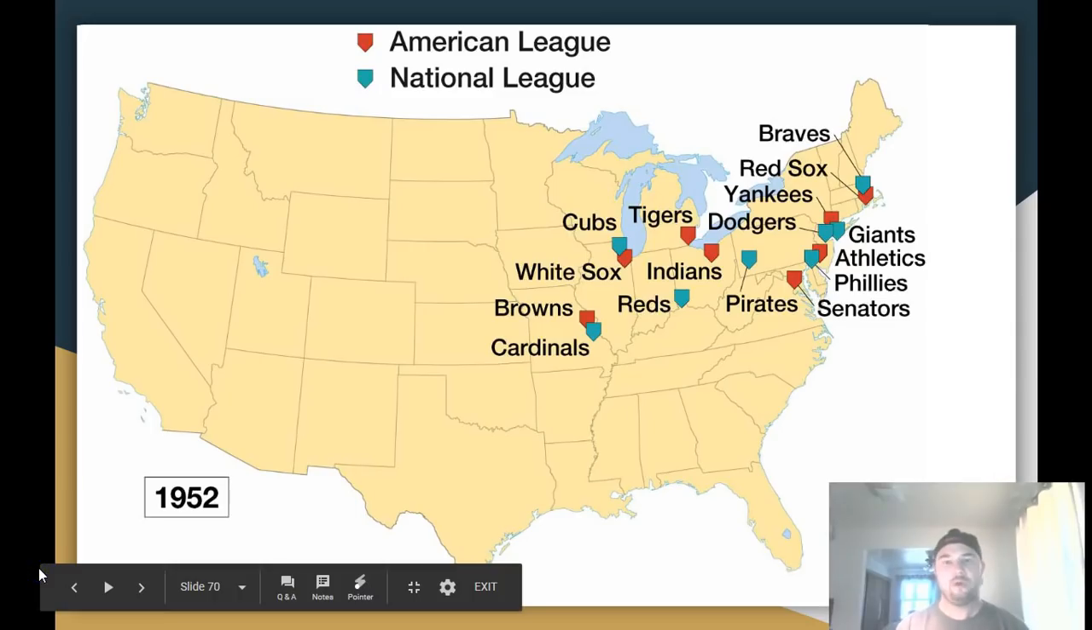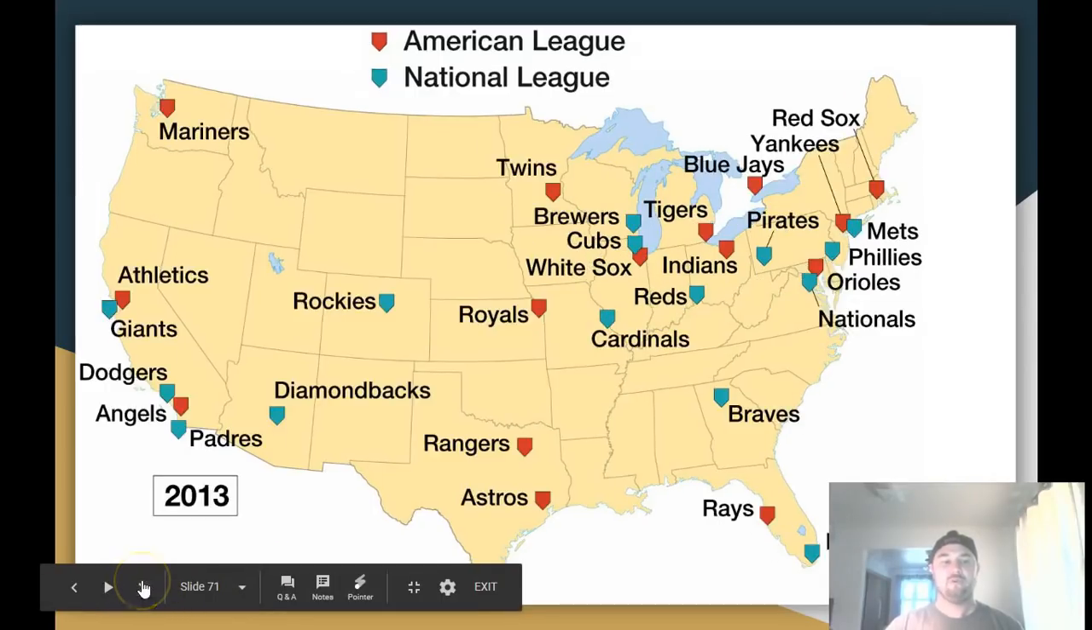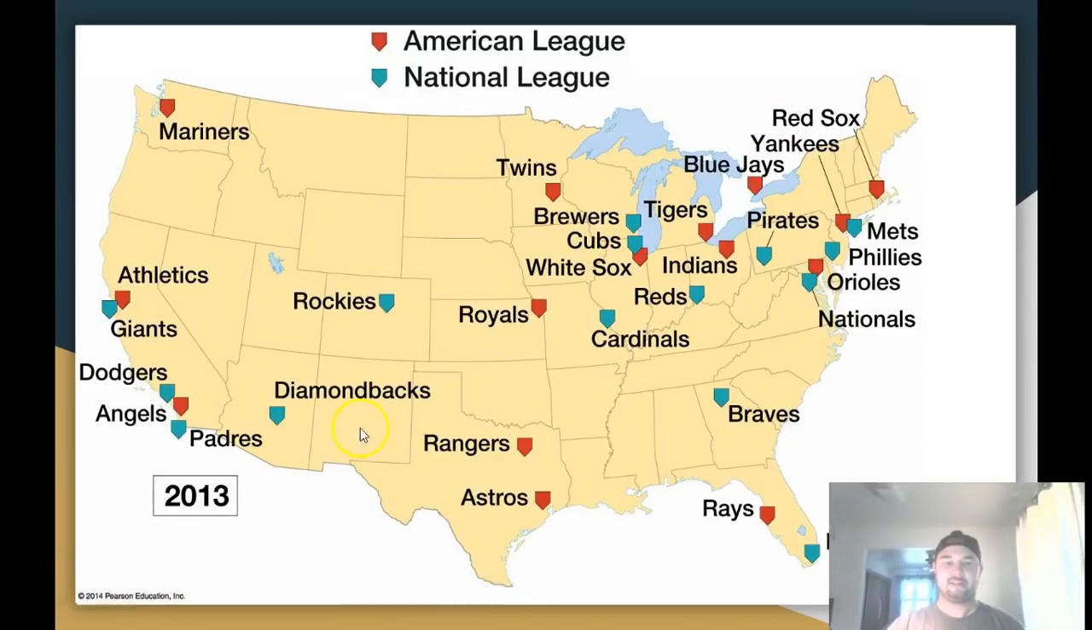Now, a quick review on this one, you can kind of see that all the baseball teams in the 50s were kind of clustered in the Northeast. Okay, and again, this is where the population was. It was over this part of the United States. Over the years, it kind of moved a little bit, and it kind of dispersed around the country.